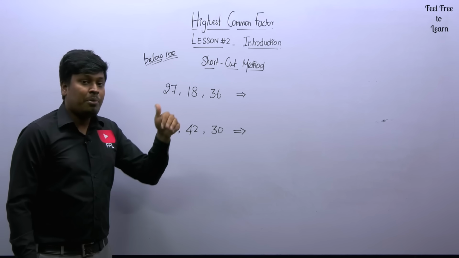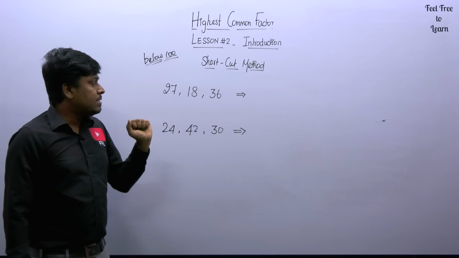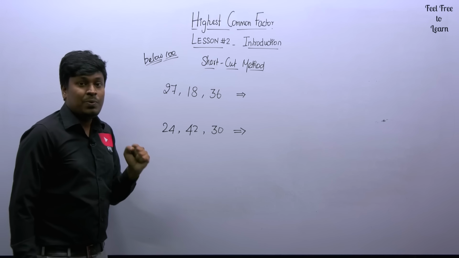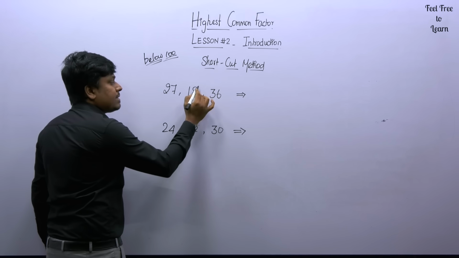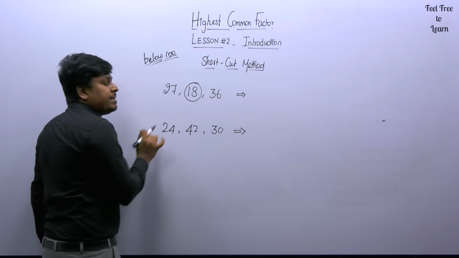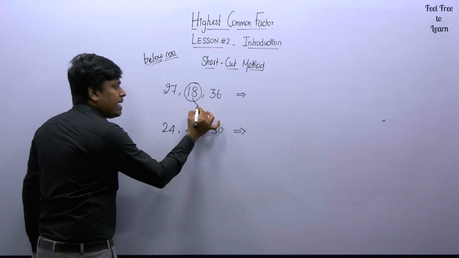If the numbers are above 100, use the division method, what we learnt in the previous method, right? So see here, first what you need to do is take the smallest number. So 27, 18, 36. Which number is smallest? 18 is smallest. You need to check the factors of 18. What are all the factors of 18?